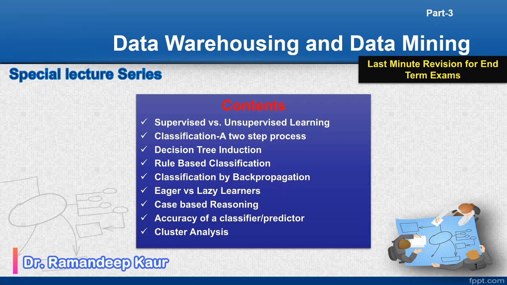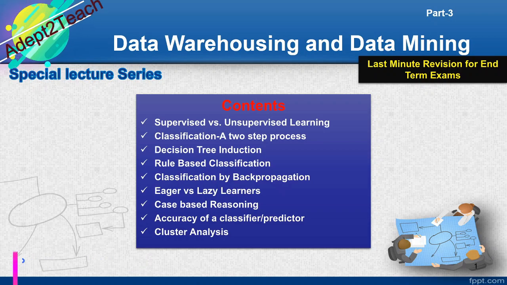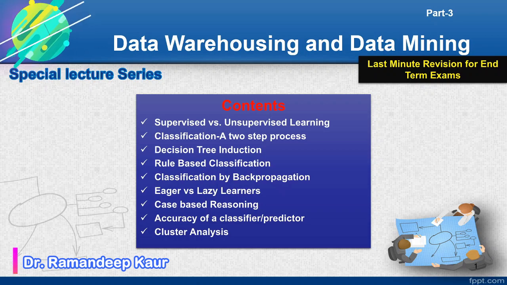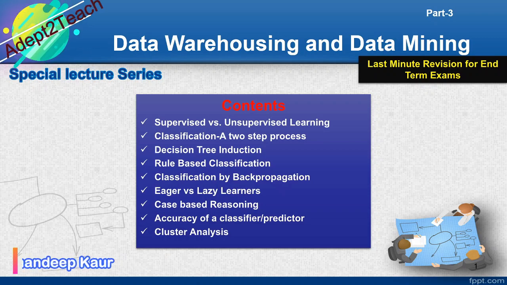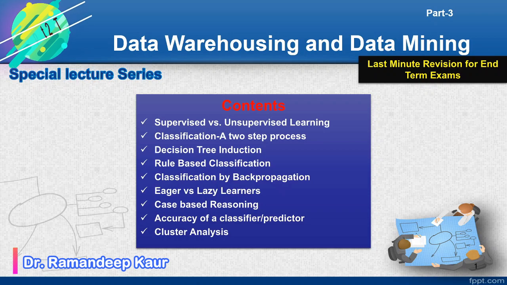So these are the following contents that would be covered in this lecture, that is supervised versus unsupervised learning, then classification, which is a two-step process, then decision tree induction, rule-based classification, classification by backpropagation, eager versus lazy learners, case-based reasoning, accuracy of classifier predictor, and cluster analysis.